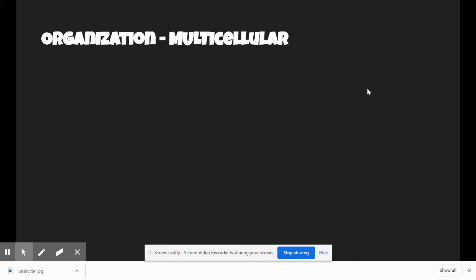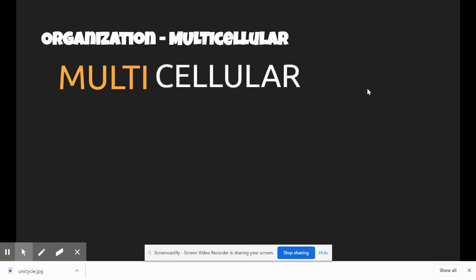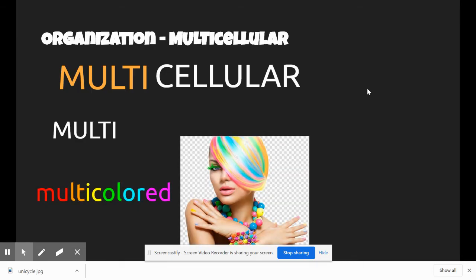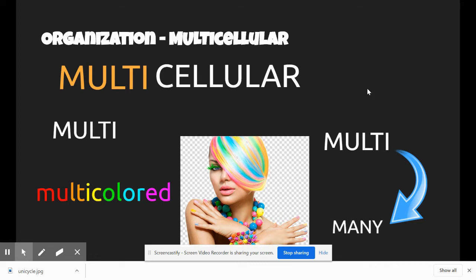Now let's look at the next word, multicellular. Multicellular can also be broken down into two parts, just like unicellular. The first part of the word is multi. And this is also a word you might have heard before when you heard the word multicolored. This girl has multicolored hair. Multi means many. And that means that multicellular means a many-celled organism.